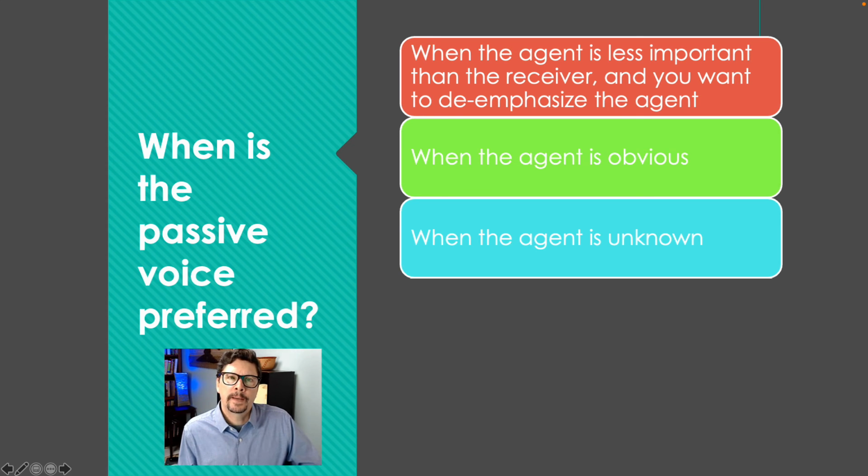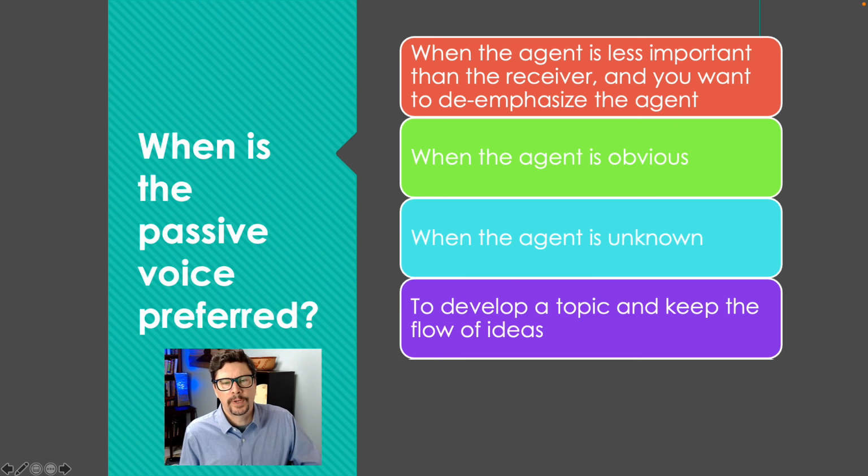A fourth time you might want to use the passive voice is when you're developing a topic and you want to keep the flow of ideas, and you want to keep the emphasis on the ideas, not on the agents. So this kind of goes hand in hand with the first point, but it's a little bit subtly different.